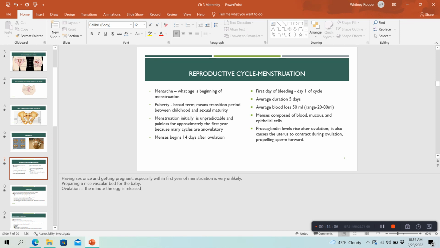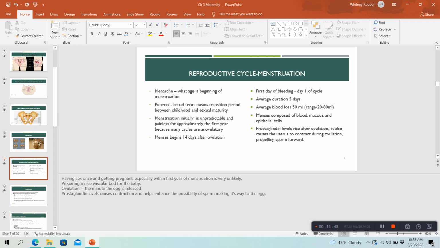Prostaglandin levels in the female's body rise after that, and that causes the uterus to contract a little bit. So always associate the term prostaglandin levels with contractions or tightening of that uterine muscle. That contraction during ovulation propels sperm, if the sperm are in the body, to move forward and enhances the possibility of the sperm getting to the egg. There are a lot of things in the body you're going to learn that are in place to enhance the possibility that a sperm and an egg can meet. So, our bodies are made to encourage and enhance pregnancy, not to discourage pregnancy.